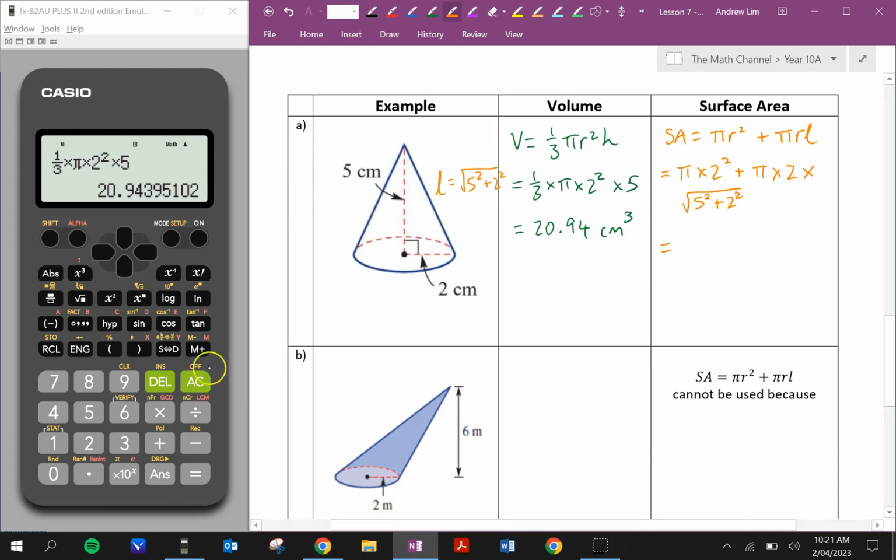So let's put this into our calculator. Pi times 2 squared plus pi times 2 times the slant height, which is the square root of 5 squared plus 2 squared, gives 46.40 square centimeters.